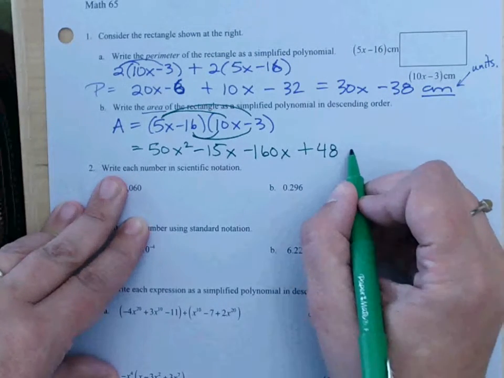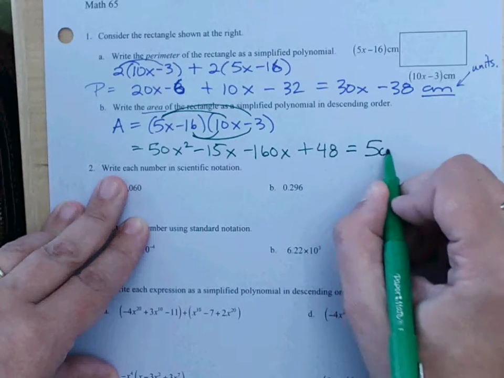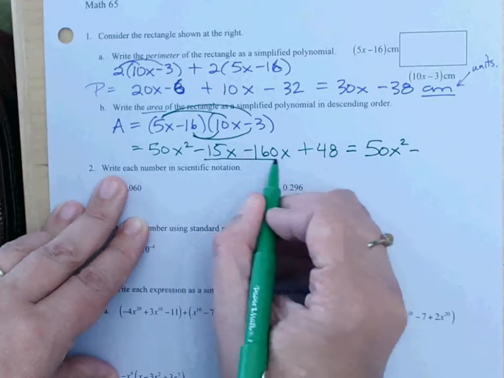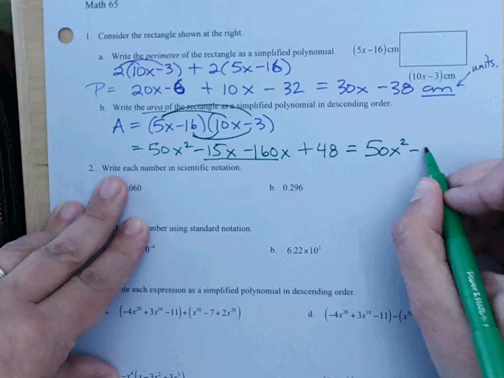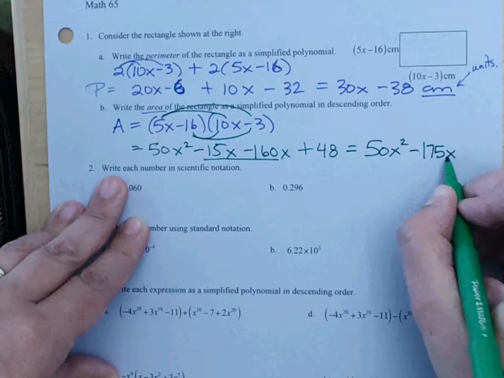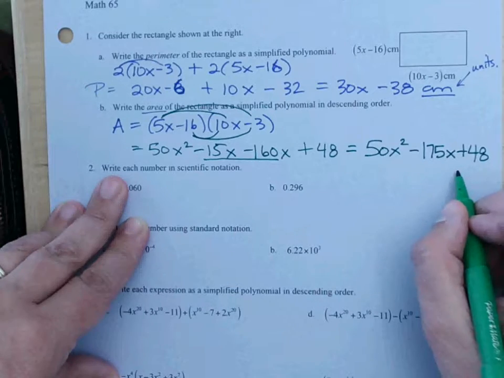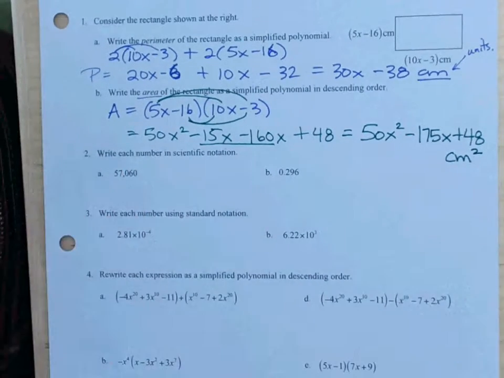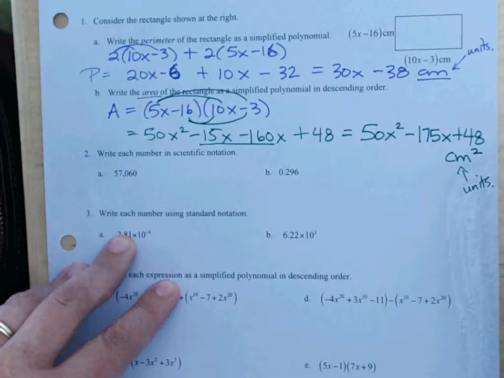So far so good. Is that fully simplified? Because why? Oh, our like terms. So what would I get there? x plus 48. What are the units? Centimeters squared. Because anytime you have area, you have square units. So this is the units right here. Okay, so checking over your work.